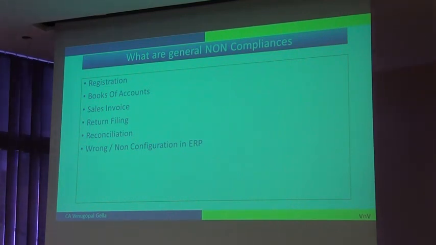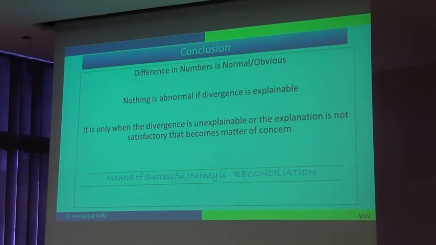A generalized ERP would come with all standard modules of GST. One has to go through the standard modules and it has to be configured. Once the ERP is configured, the relevant tables are automatically extracted or extractable. If that is not happening, the ERP is not configured properly. The differences between the numbers are normal. It is obvious. If you do not have differences, that is when you should really worry. If you have differences, you should not worry.